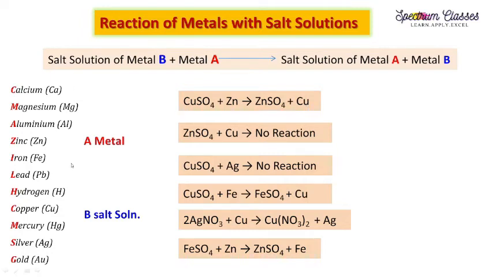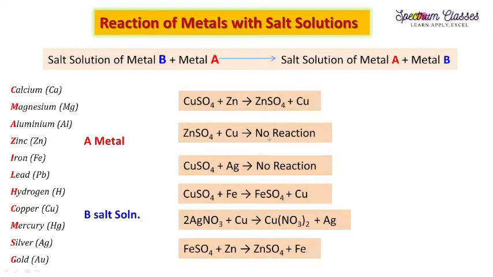Now the concept behind this is that metals which come first in the reactivity series are more reactive than the second one. So a more reactive metal can displace metal B from its solution. So here zinc can replace the copper from the copper sulfate solution. Here we are having zinc sulfate. So zinc sulfate comes first. This is metal A plus this is metal B.